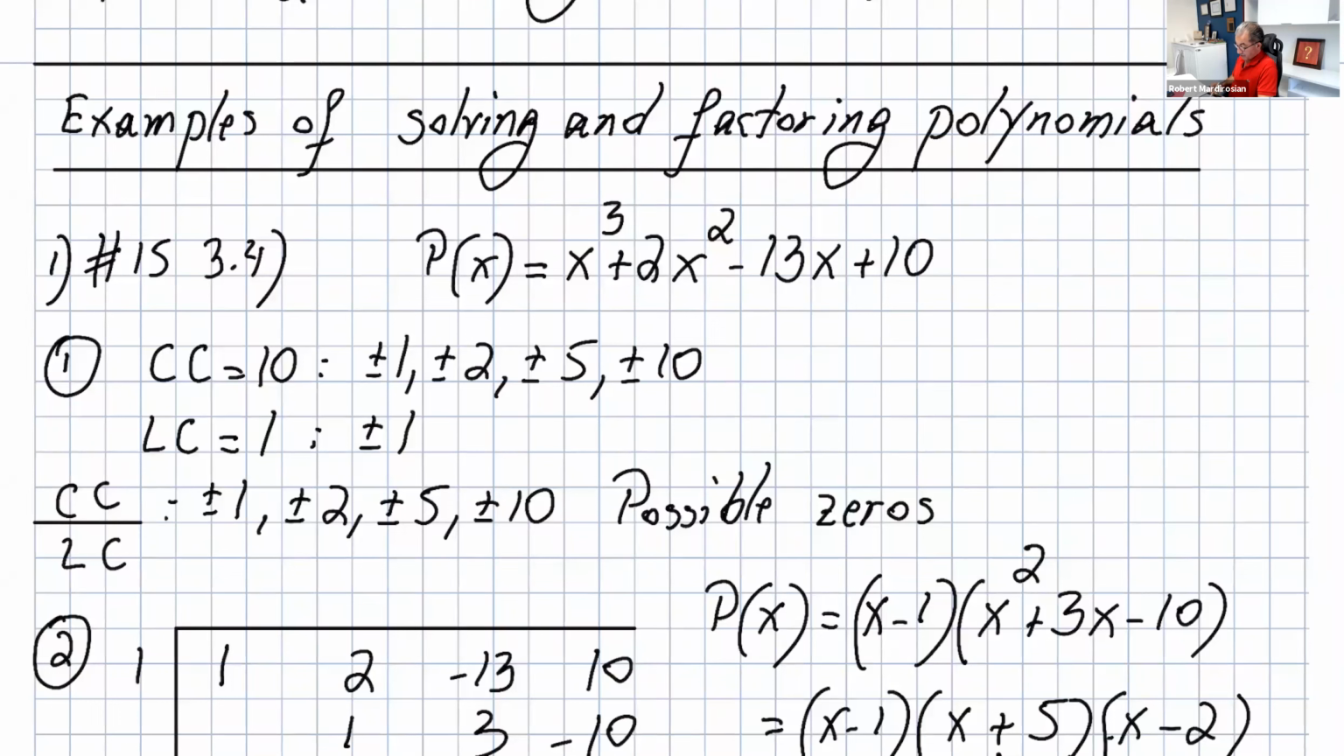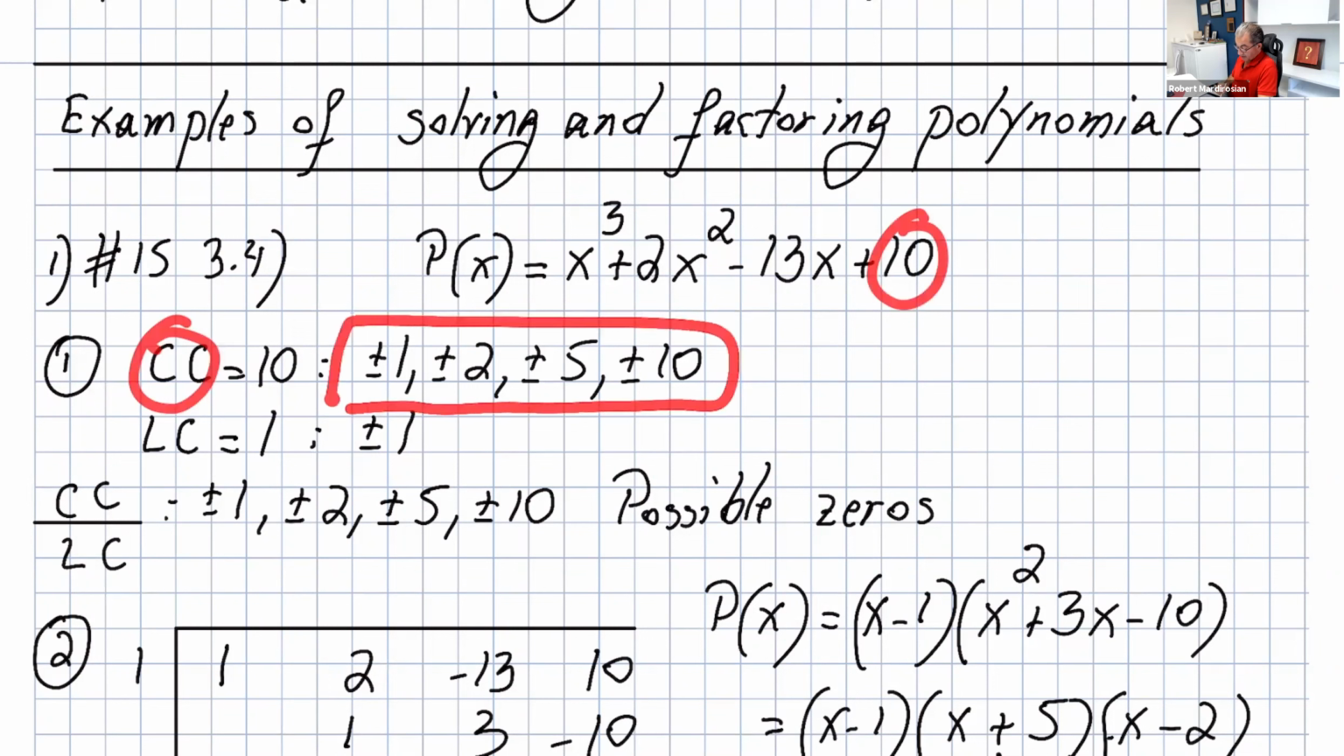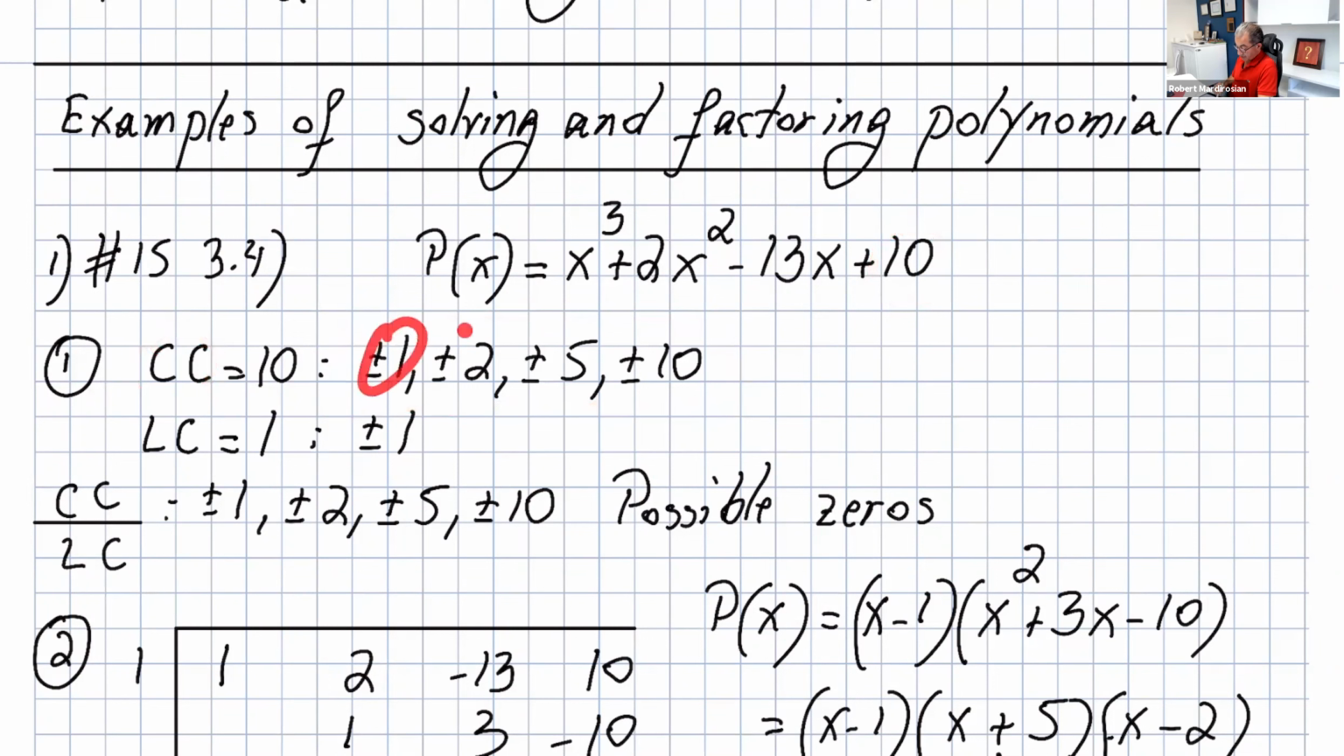X cubed plus 2x squared minus 13x plus 10. One more time, you write the constant coefficient, which is 10. You list all the possible factors of that: plus or minus 1, plus or minus 2, plus or minus 5, and plus or minus 10. The leading coefficient is 1, so it's plus or minus 1, the possible factors. Then you write all the possible zeros by doing the constant coefficient divided by the leading coefficient.